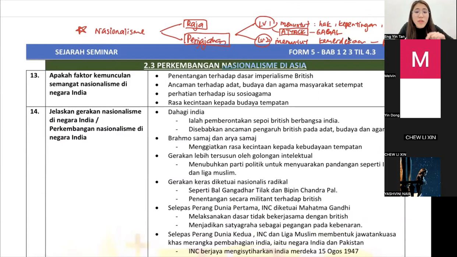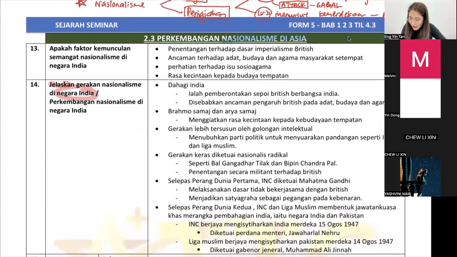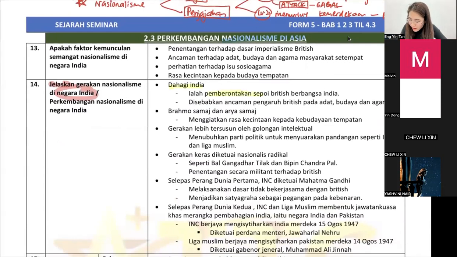I demonstrate one example for you. Example, the country India. Let's say the question asks you to explain, you try my method, just like I told you, my level 1, level 2. So you quickly read through or scan through Dahagi India, pemberontakan sepoi. Pemberontakan sepoi is Askar Upahan actually. Askar Upahan means British pay them to go for the war one, okay?